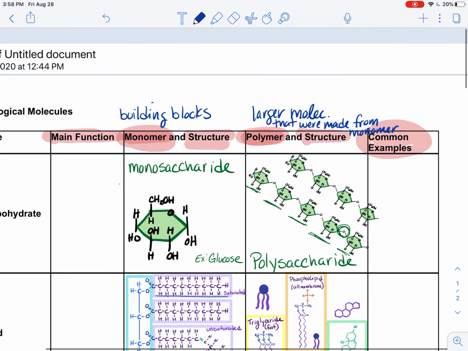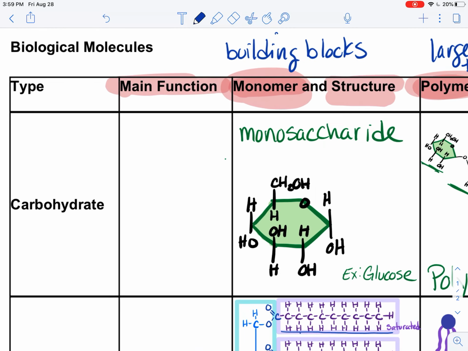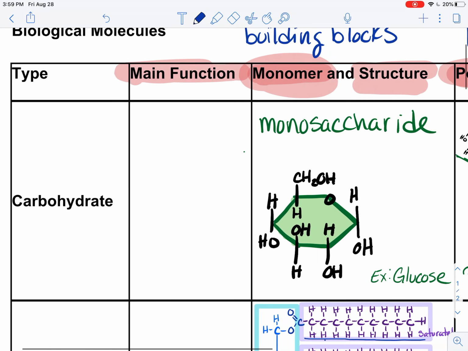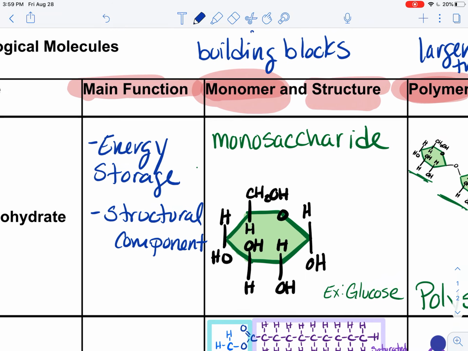Okay. So we're going to start with carbohydrates. Now, carbohydrates' main function, as you guys saw in the video, is for energy storage. So most of our energy comes from carbohydrates. But in some cases, it can also be a structural component. And I'll talk about that briefly as one of the examples. But its main job in most cells is energy storage.